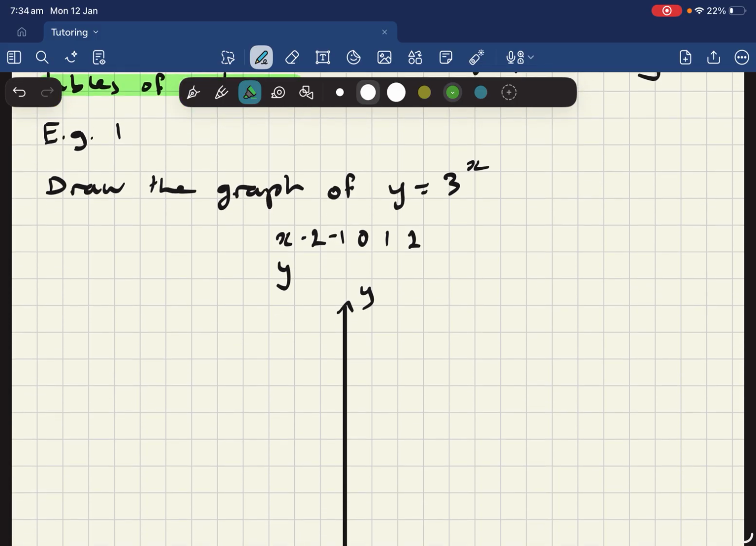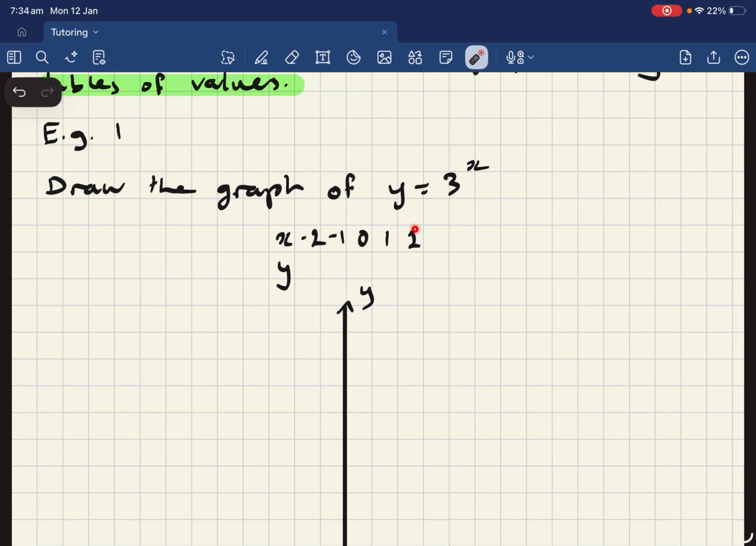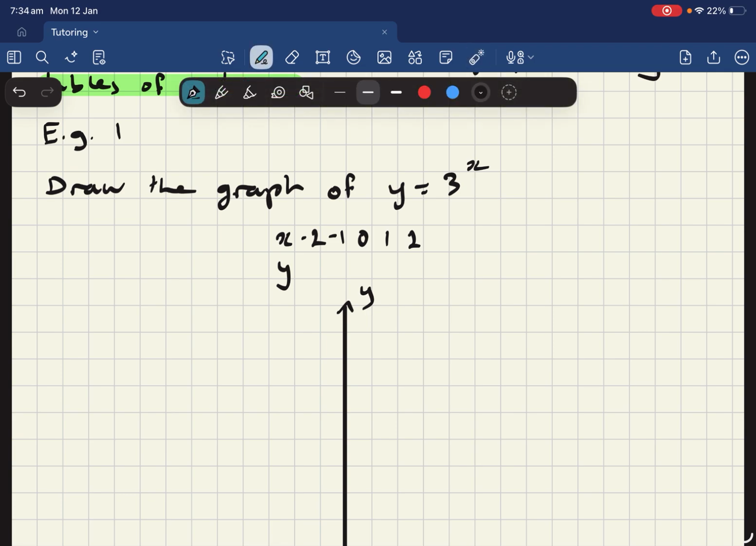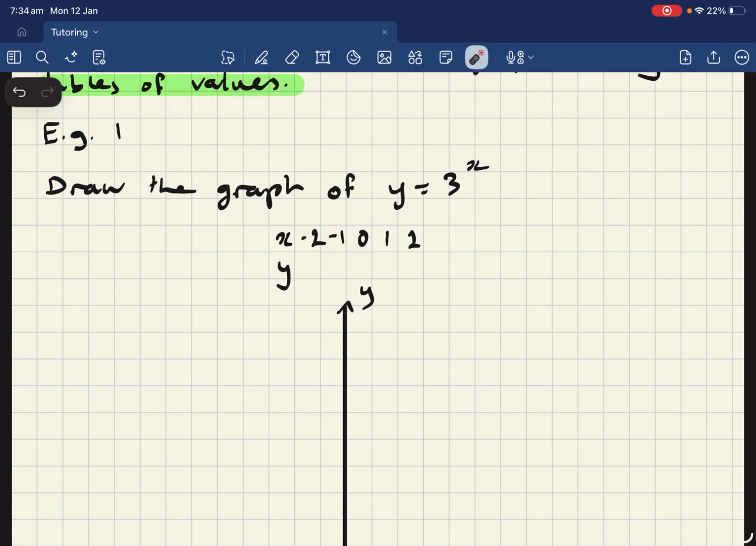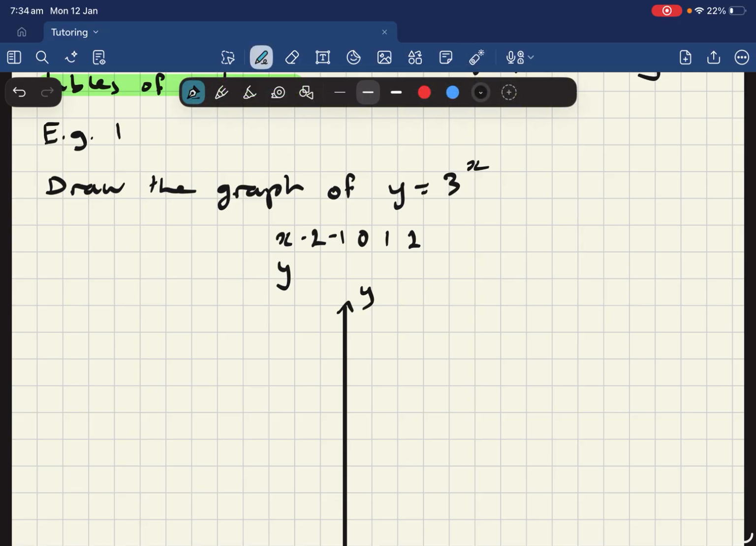So once again, I've picked values around 0, -2 to 2 is a good starting point, because this is where the main interesting stuff happens for our exponential graphs. Now, what we're going to do is substitute each of these x values in here to get our y value out. So x being -2, this is going to give us y equals 3 to the power of -2.